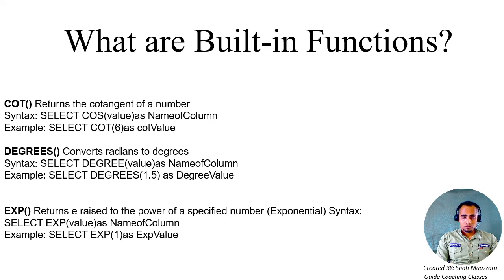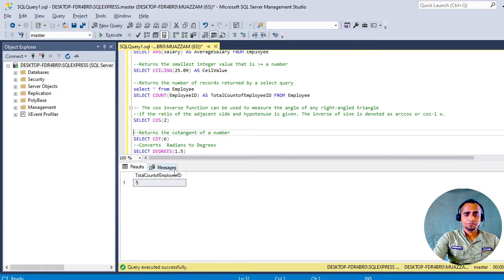Now the third one, that is the exponential. What is exponential? It returns e raised to the power of a specified number. Exponential is something which is e to the power x. So the example could be select, and how we will write it: the function is written as exp, and then we provide the value, and we give the column name, and it will simply convert it to the exponential value.